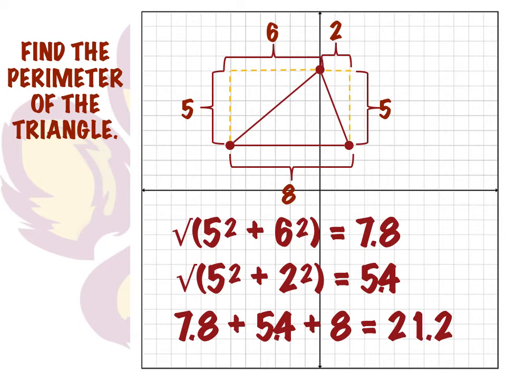So the problems we end up doing are square root of 5 squared plus 6 squared, and that equals 7.8. So the left side of that triangle is 7.8. And then we also do square root of 5 squared plus 2 squared, and that gives us about 5.4. Right side of the triangle is about a distance of 5.4. Now we add up all 3 of those sides, the 7.8, the 5.4, and the 8 that we got from counting the squares, and we get a perimeter of 21.2.